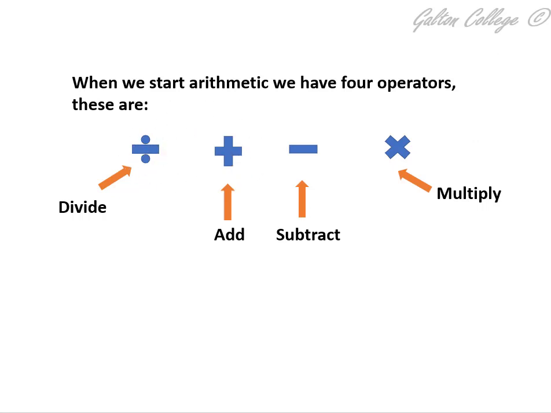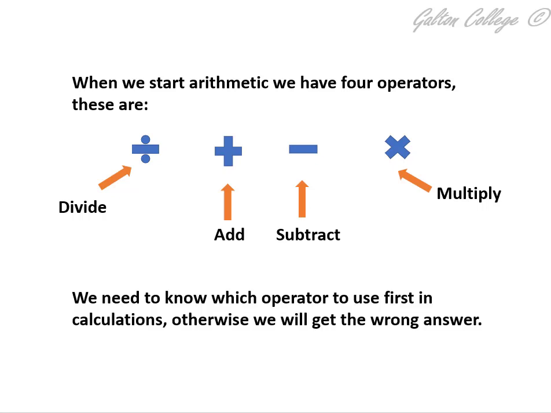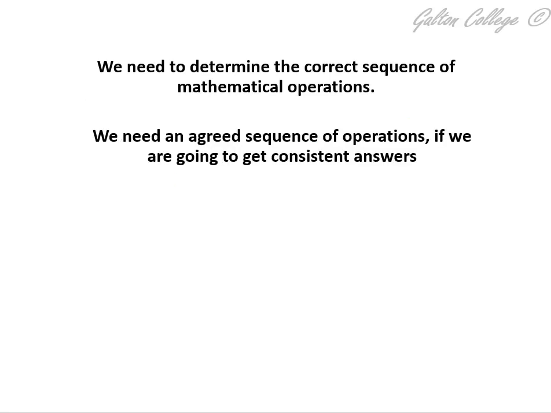Now, we need to know which operators to use first in calculations, otherwise we'd get the wrong answer. We need to know how to go about this. Which one do we use first? Do we use this, or where do we start? If we start at the wrong place and do it wrongly, we'll get the wrong answer. No surprise there. We need to determine the correct sequence of mathematical operations. We need an agreed sequence of operations. If we're going to get consistent answers, we need these. So we need rules.